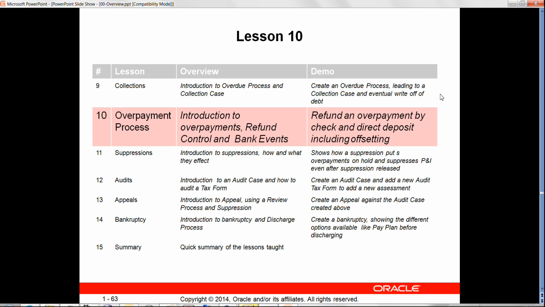And we're looking at different types of refunds, including check, sending a check in the mail, or creating a different type of overpayment, a direct deposit into a bank. And we will also be looking at the concept of offsetting an amount of credit to another obligation that is still in debt before sending out the check.